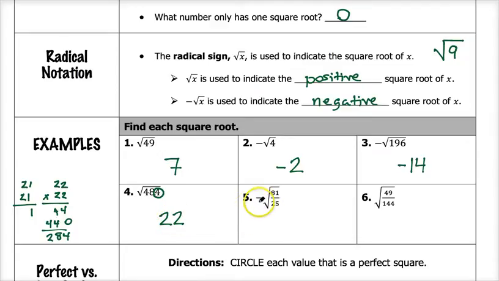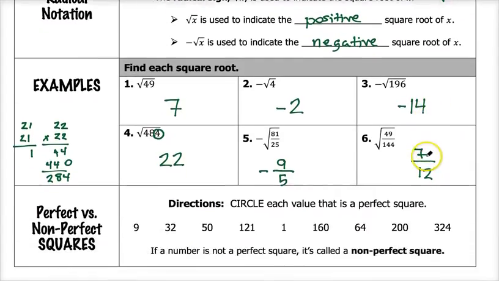For number 5, we know we need the negative of the square root of 81 over 25. Well, the nice thing about the square roots of fractions is if the numerator and denominator are both perfect squares, then the answer is just the square root of the numerator over the square root of the denominator. The square root of 81 is 9, and the square root of 25 is 5, so this is just negative 9/5. And for number 6, the same thing. We know the square root of 49 is 7, and the square root of 144 is 12, so this is 7/12.